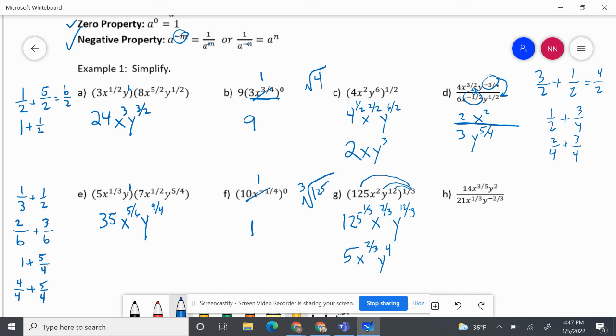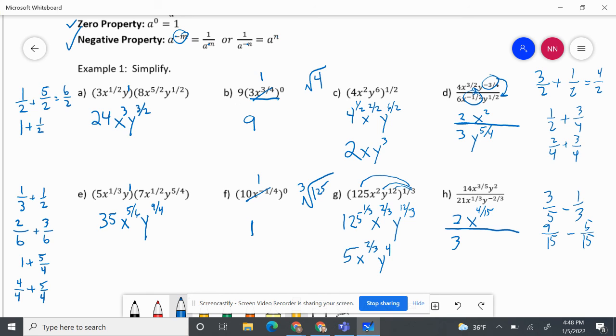For our last one, 14 and 21, they both have a 7 in common, so they reduce to 2/3. We subtract, and that would be 3/5 minus 1/3. Common denominator would be 15. So that means that this would be 9/15, and this would be 5/15. 9 minus 5 would be 4, so we have x to the 4/15.